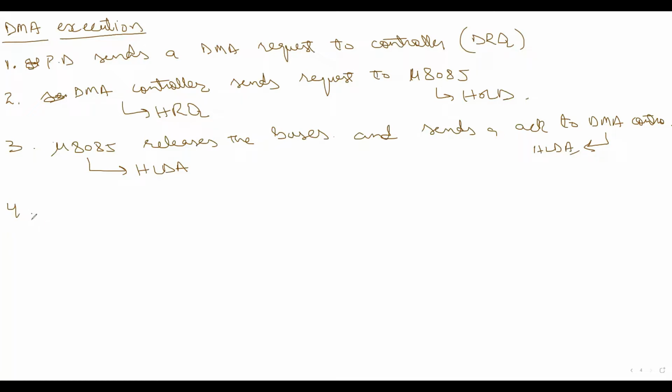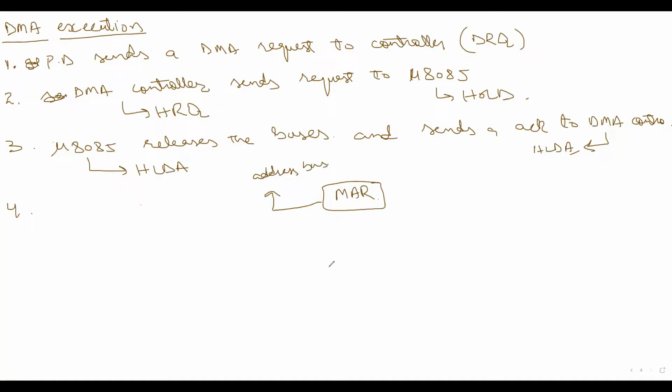After that, what will happen? In the fourth step, the DMA controller has to place the address on the address bus of microprocessor 8085. Now we know that in the DMA controller, the address is stored in the memory address register. The DMA controller has to place this address on the address bus.